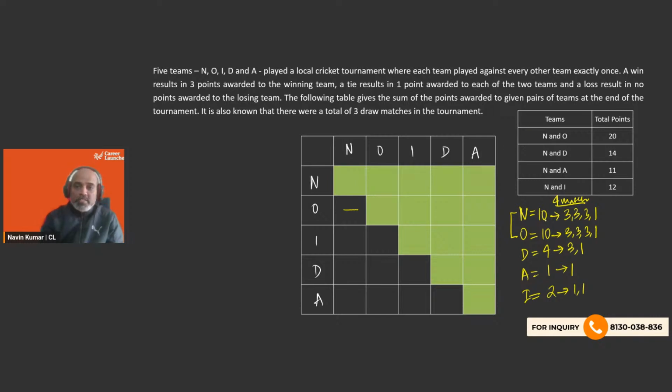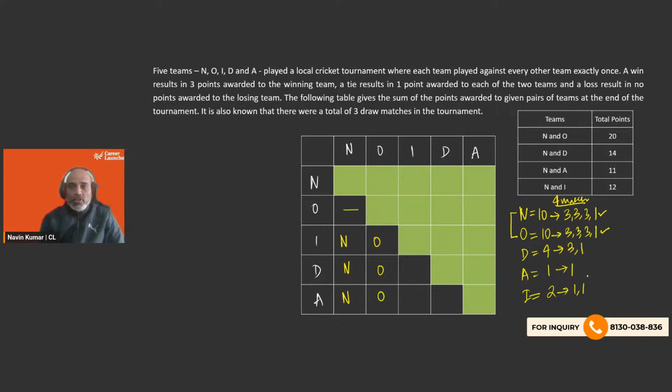Okay. Once that is done, that means the 3 matches of N won. So we will write down N there to represent that N won those. The 3 matches of O won. So O is going to win these 3 matches.